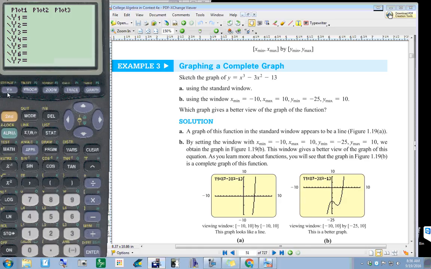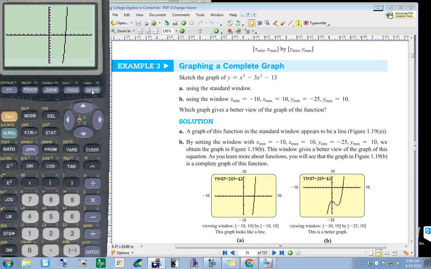So, put the equation that they got there. They've got x to the third power minus 3x squared minus 13. And when you graph it, you see this. Looks kind of boring, doesn't it? Well, there are some things that I do know, okay?